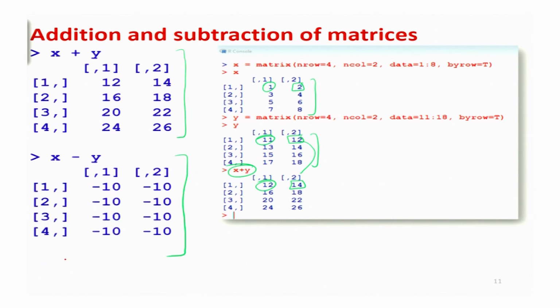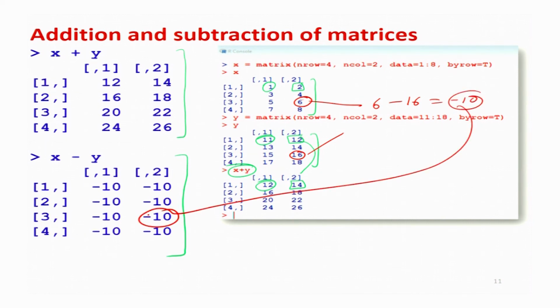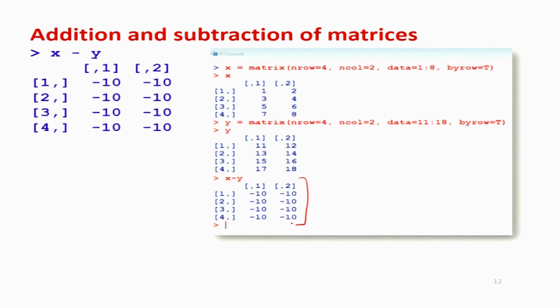For example, if I try to take this matrix itself, and take this element which is on the third row and second column, that is going to be subtracted with the element on the third row and second column of the Y matrix. So, this will become 6 minus 16, which is actually minus 10. Similarly you can see such an operation here. In this case all the values are coming out to be minus 10, because you see 1 minus 11 is minus 10, 2 minus 12 is going to be minus 10, and so on. So, do not get surprised.